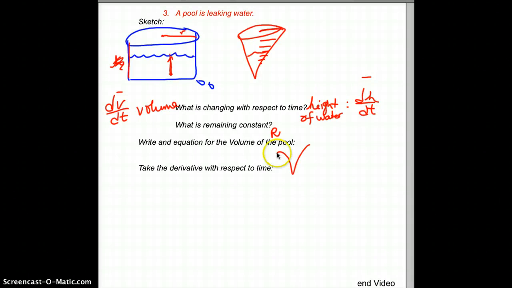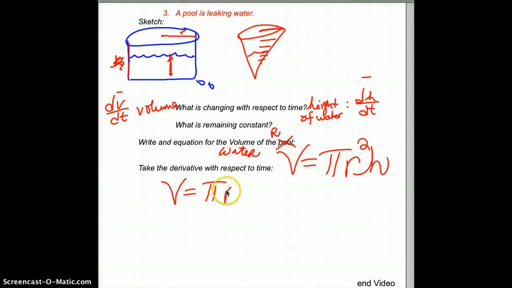So it says write an equation for the volume of the pool. Well, volume of a cylinder is pi times the radius squared times the height. Okay, and that actually should say volume of the water in the pool. To be honest with you, that would be a better use of that. All right, so it says take the derivative with respect to time. So this is what I've got. The volume of the water is pi times the radius of the pool squared times the height of the water. It's a geometry formula for volume of a cylinder.